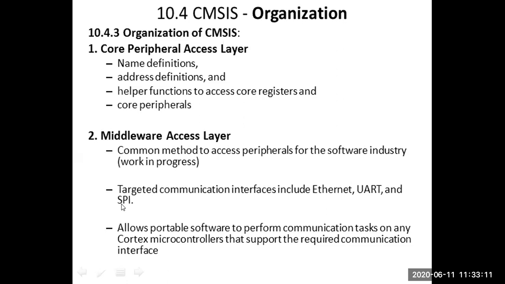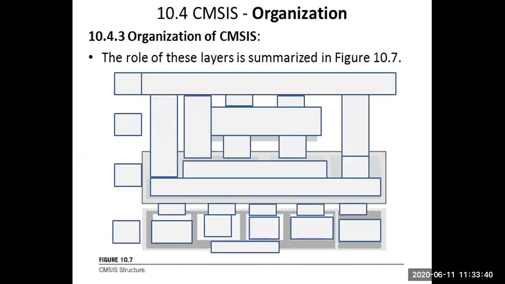Okay, nothing new. They are just explaining the middleware access layer. They're working on a common method to access the peripherals, and they provide a common interface standard for the different target devices. But there are different target devices: Cortex M0, Cortex M1, Cortex M. Okay, they made common UART, common SPI, common Ethernet, and software portability and reusability for communication purposes. And how these layers are organized.